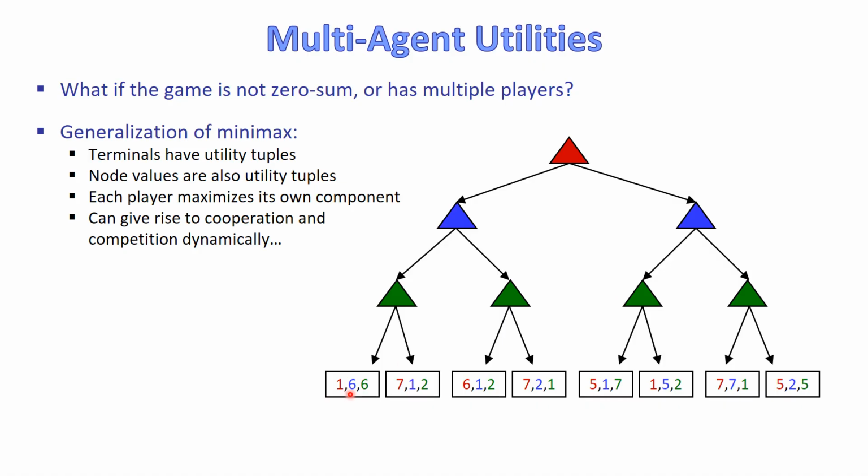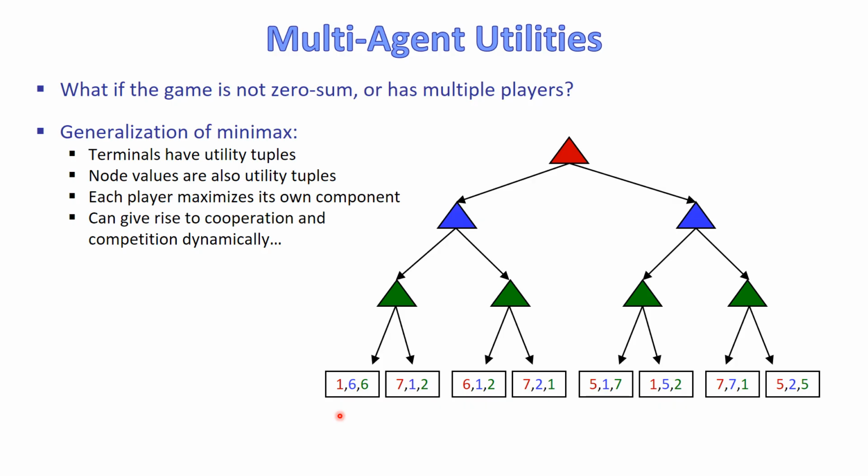And assuming that these are the terminal nodes, we will have the utility for each player. So the first is the utility of the red player, the second is for the blue player, and the third is for the green player, and so on for every terminal node. Now, if that's the case when we have three players, why didn't we have two utility values when we have a two-player game, or a zero-sum game?